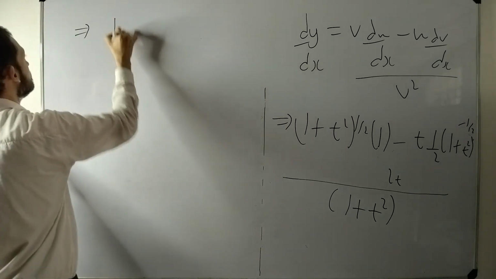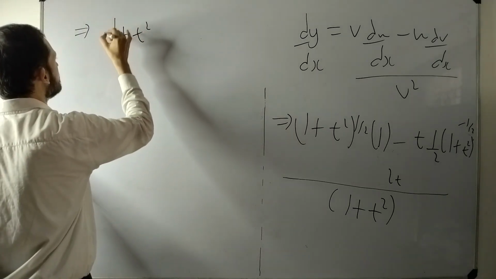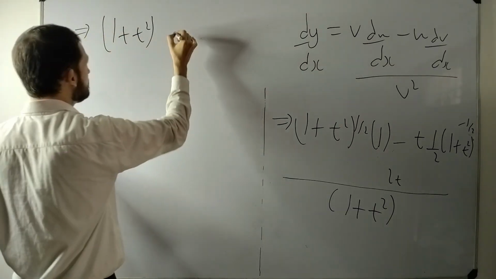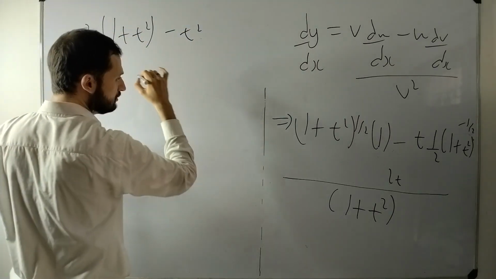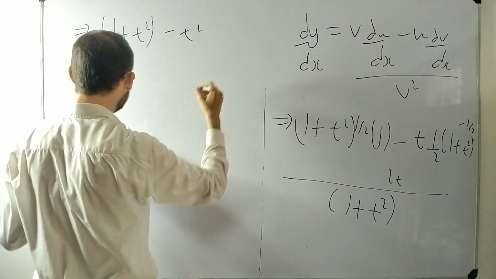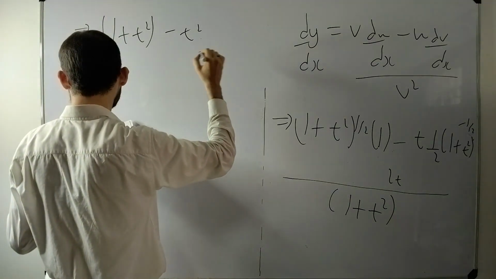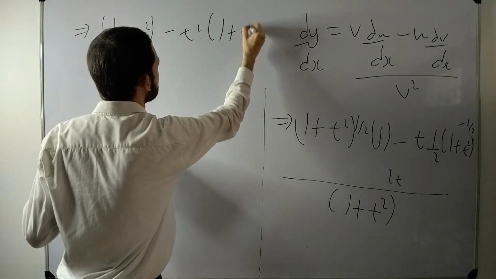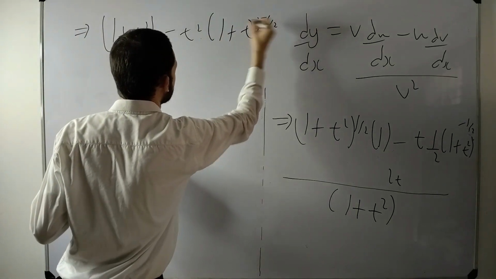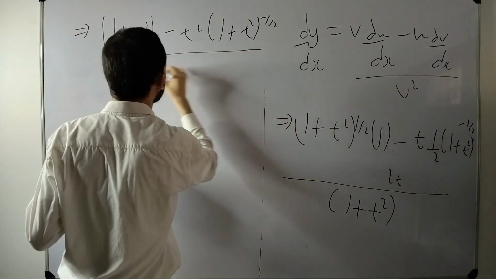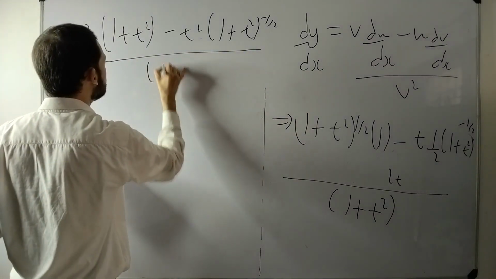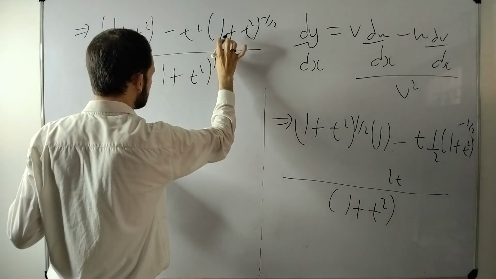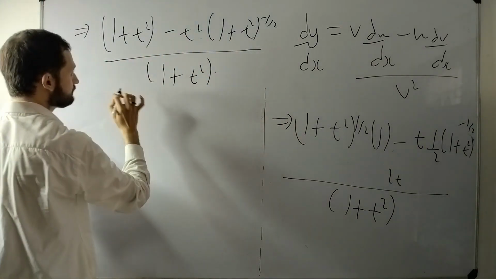1 plus t squared, this becomes minus t squared. So be careful with the numbers this time. Minus t squared, (1 plus t squared) to the power minus 1 by 2. Yes, students, definitely I will be. 1 plus t squared, this is yes, 1 plus t squared.